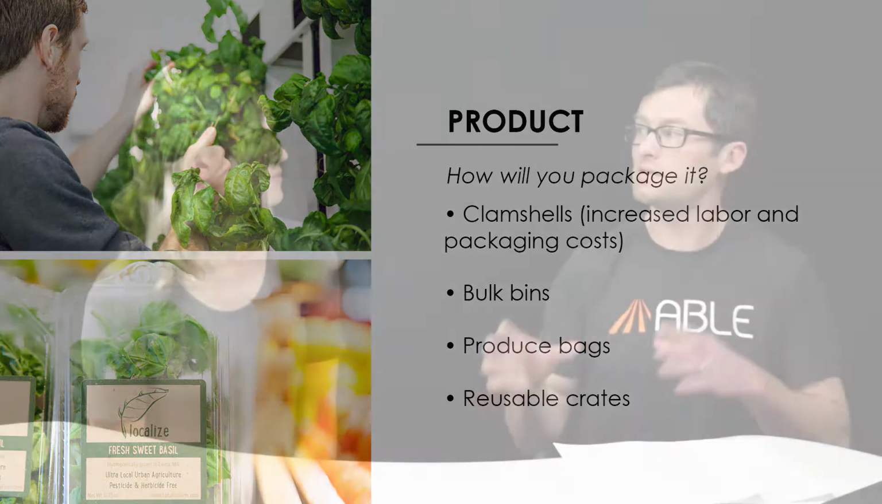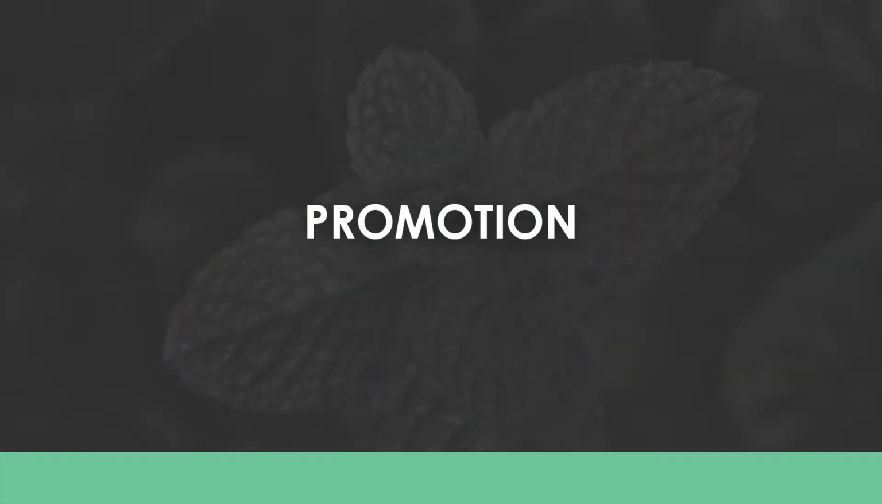Good. So this is the product P, and we're kind of trying to narrow down what crop you'll be growing, how it will be packaged, what it'll look like, and what's the next P in the marketing mix. So next we're going to talk about promotion. So this can include social media, any advertising, your website. How are people going to hear about your brand and your product?